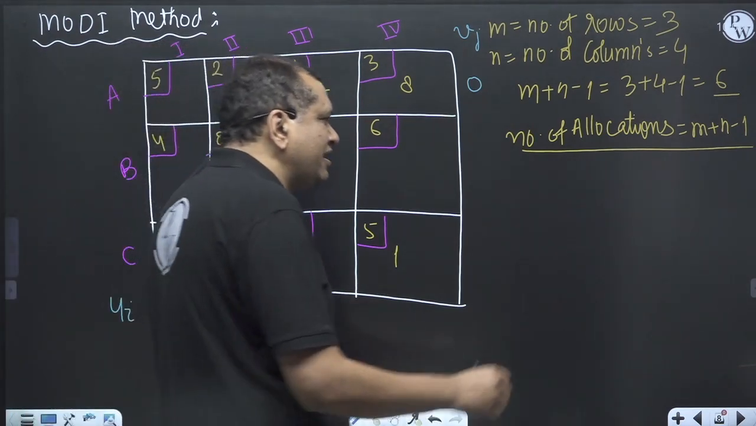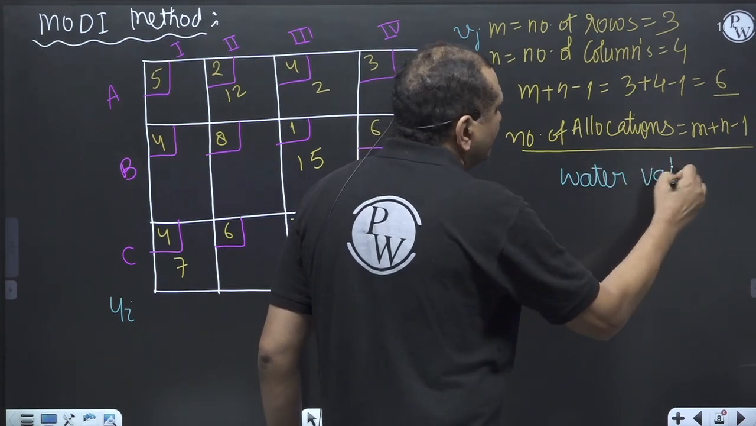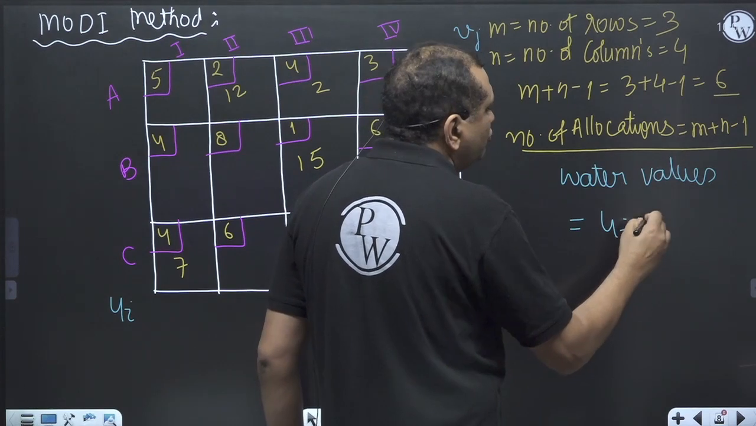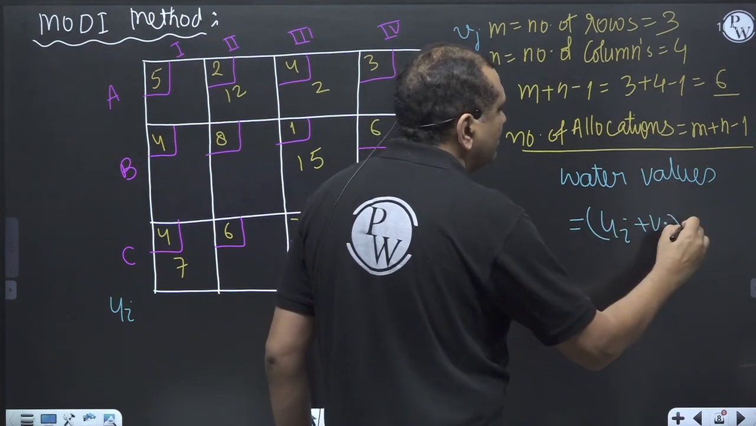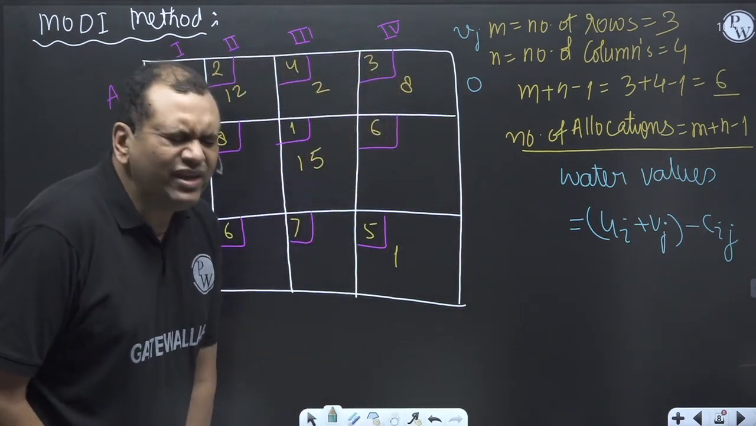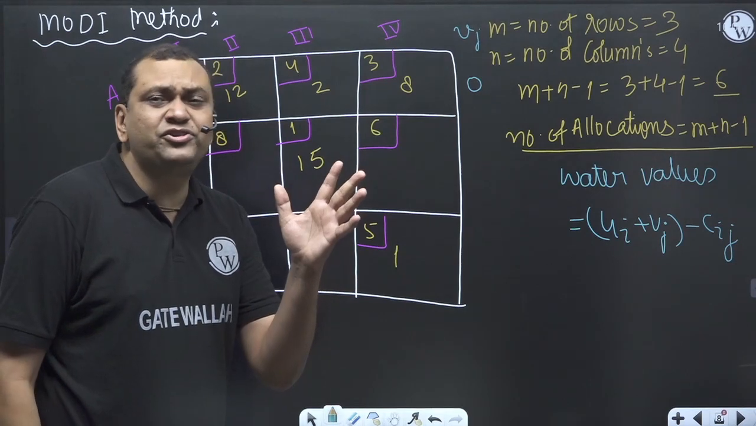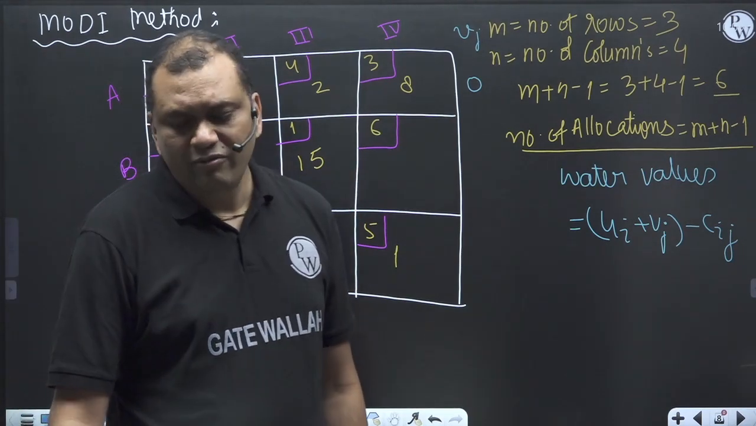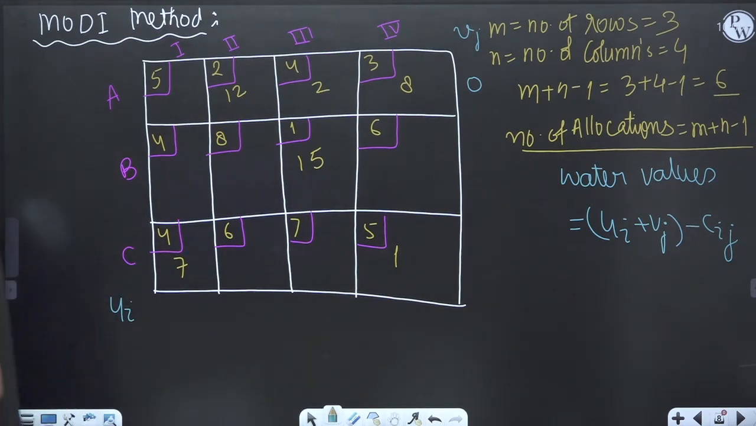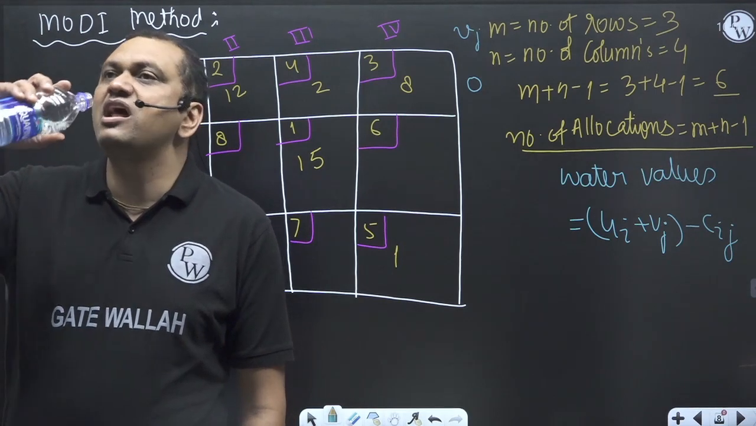Here there are something called water values. The water value of any cell is ui plus vj minus Cij. We are calculating now very carefully, and all of you should listen. It's a very important point for all the competitive examinations.